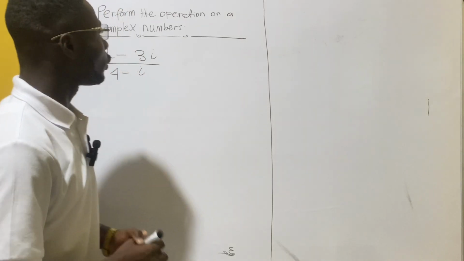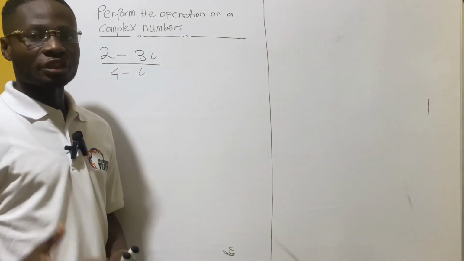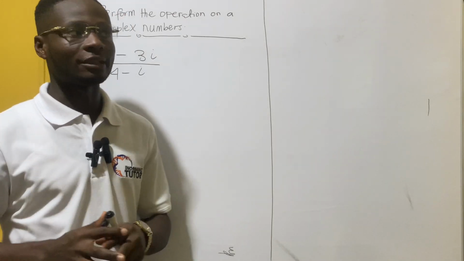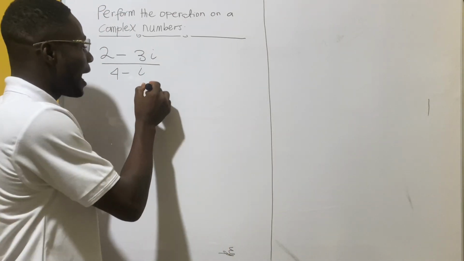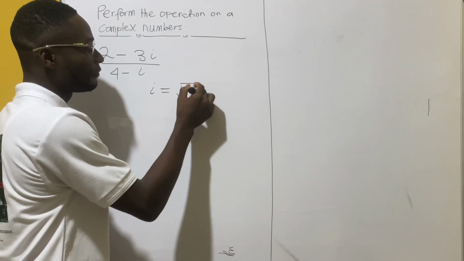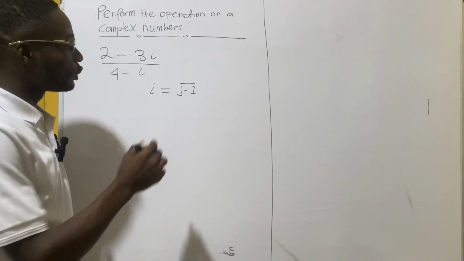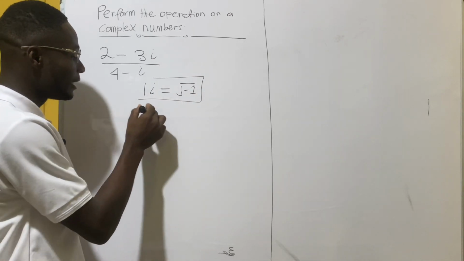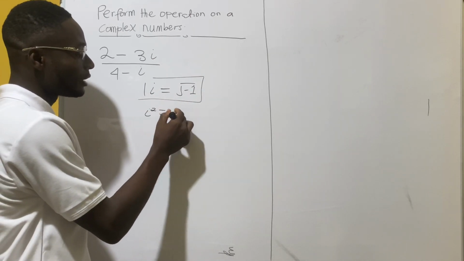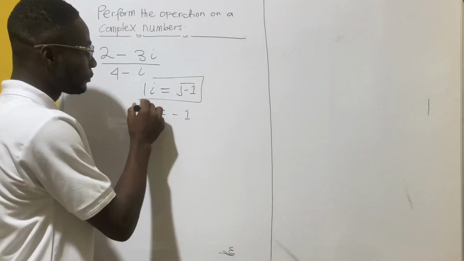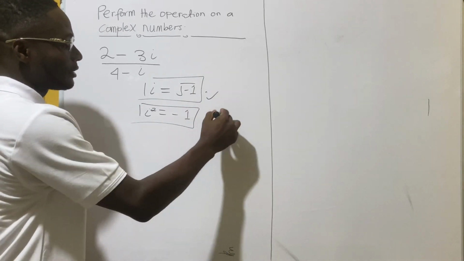Before you can perform operations on complex numbers, first what you have to know is that i is equal to the square root of -1. So if you know that i is equal to the square root of -1, then it means that i squared is equal to -1. So we know this information.